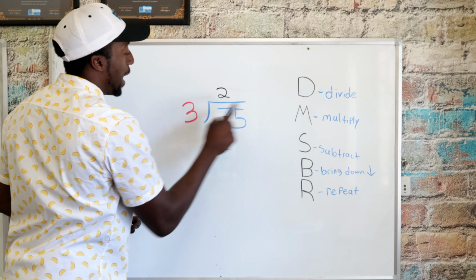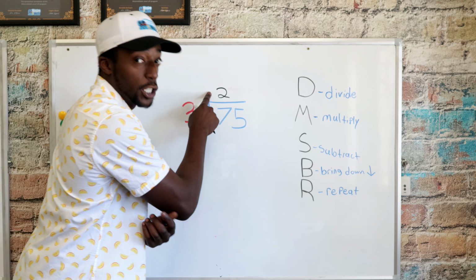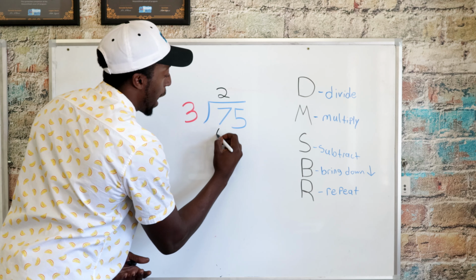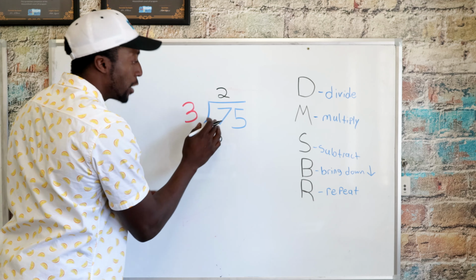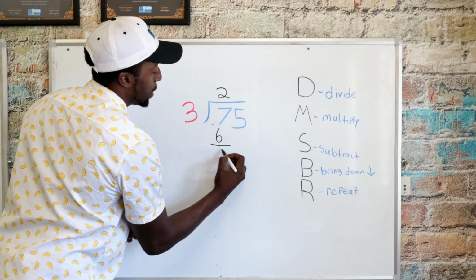Now we're going to multiply our divisor, right? So the number on the outside times the number we just put up top. So 3 times 2, that gives us 6. So we're going to place that right underneath our 7, underneath that first place, our 10th place here. And then we're going to subtract. 7 minus 6 gives us 1.